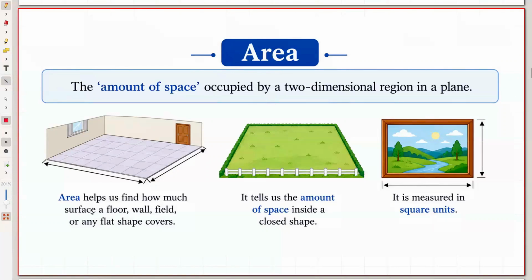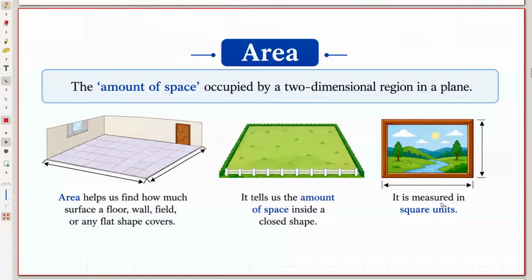For example, area helps us find how much surface a floor, wall, field, or any flat surface covers. It tells us the amount of space inside the closed shape. And the area is measured in square units.